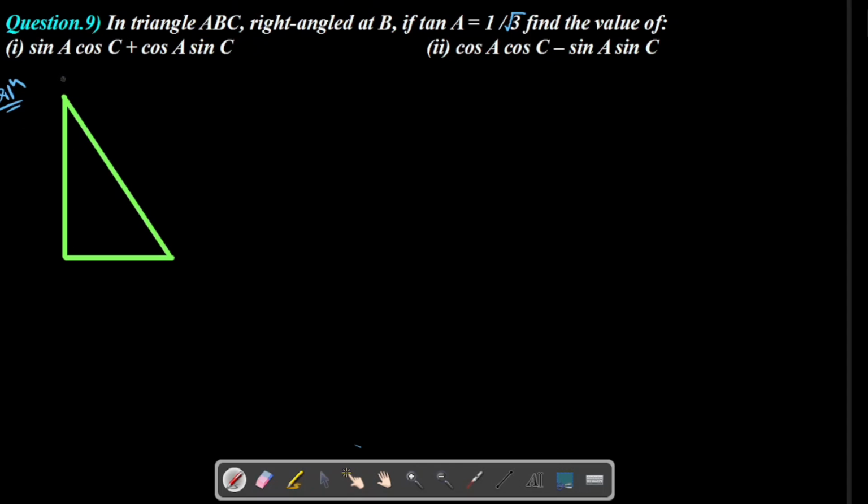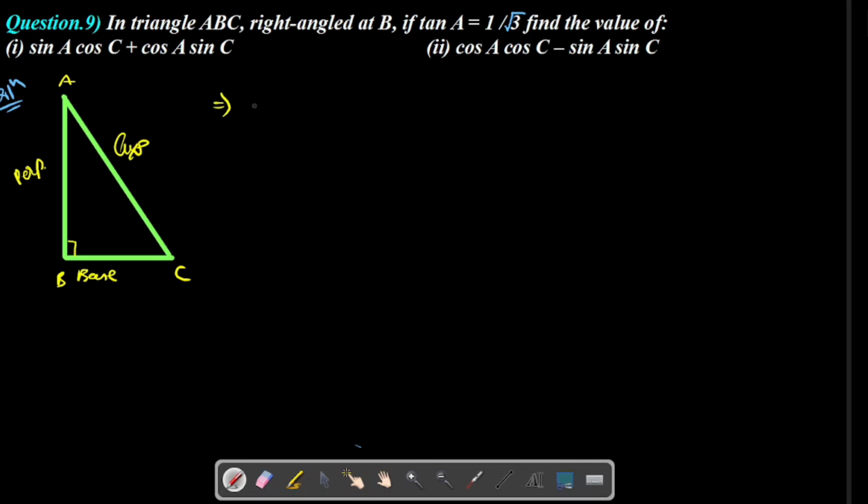Here becomes A. It is B because we have been given that the right angle is at B, so we take this 90 degree angle as B. And the third one is C. So that's our right angle triangle, and we already know that this is the hypotenuse, this is our perpendicular, and this is our base, right? Now we have been given that tan A is equal to 1 upon root 3.